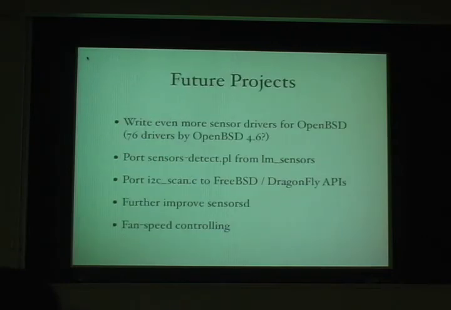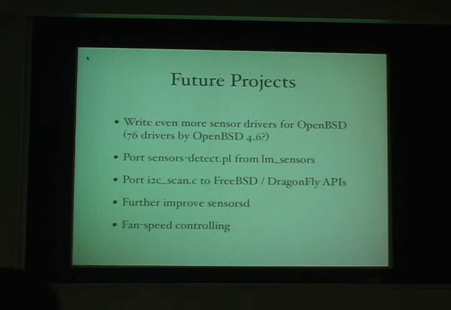Future projects can consist of writing even more sensor drivers for OpenBSD. The last time I gave this talk, I projected that it could be 75 drivers by OpenBSD 4.5. But at OpenBSD 4.5, we have only 72 drivers. And that can be attributed to the slowdown in the economy. So the next estimate is 76 drivers by OpenBSD 4.6.